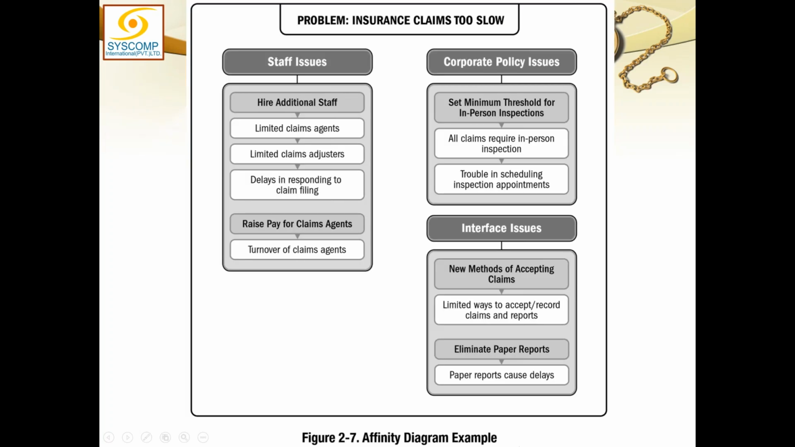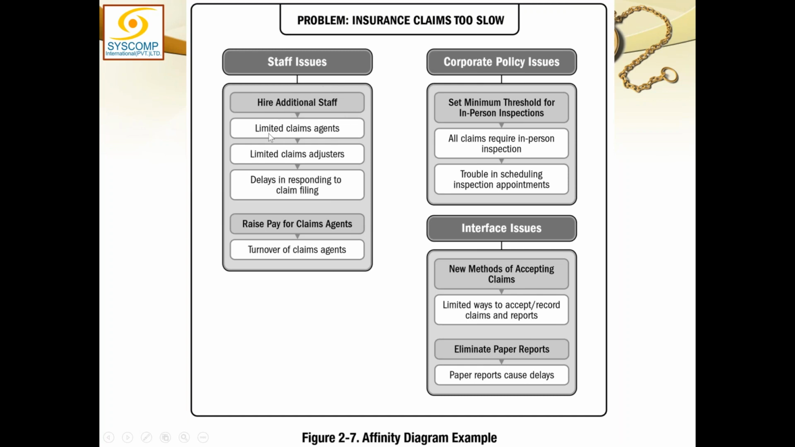This is your affinity diagram example. You can look at it. We have got staff issues. We have got corporate policy issues. We have got interface issues. Let us address each one of them. As far as the staff issues are concerned, we have two problems, two capabilities: hire additional staff or raise pay for the claim agent.